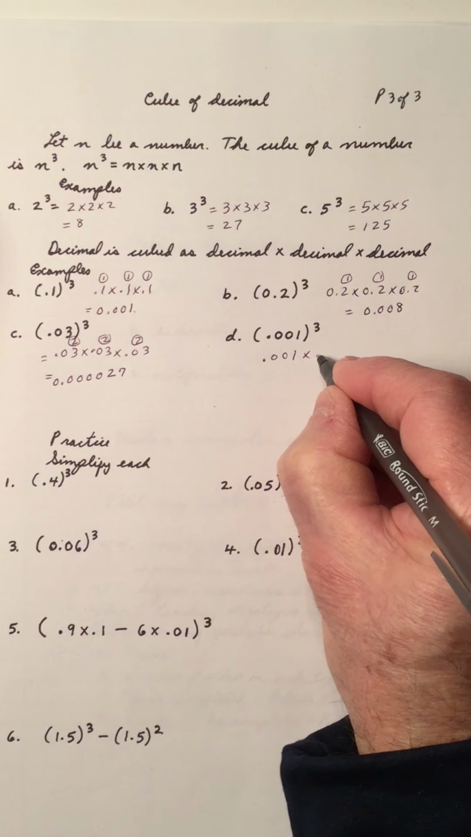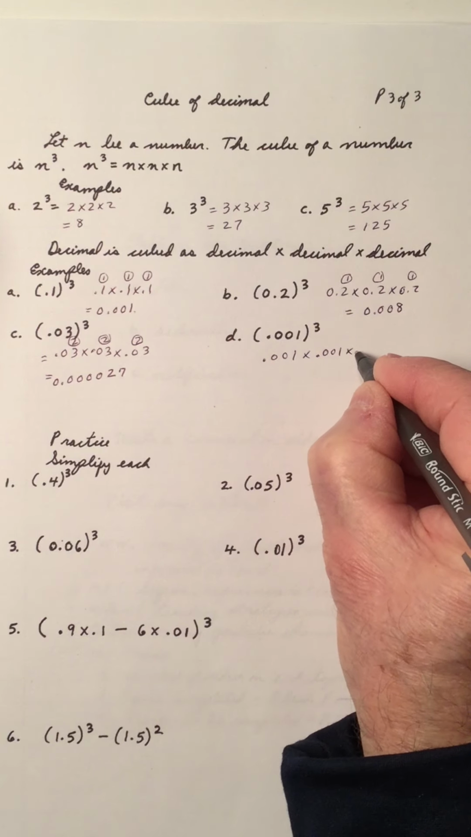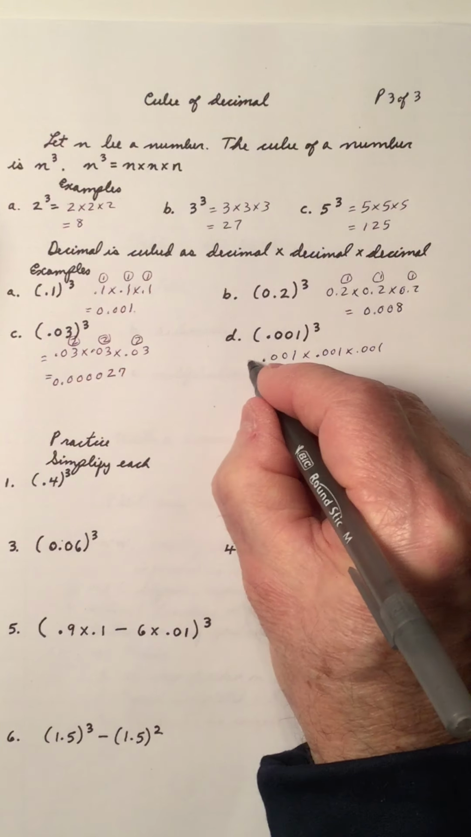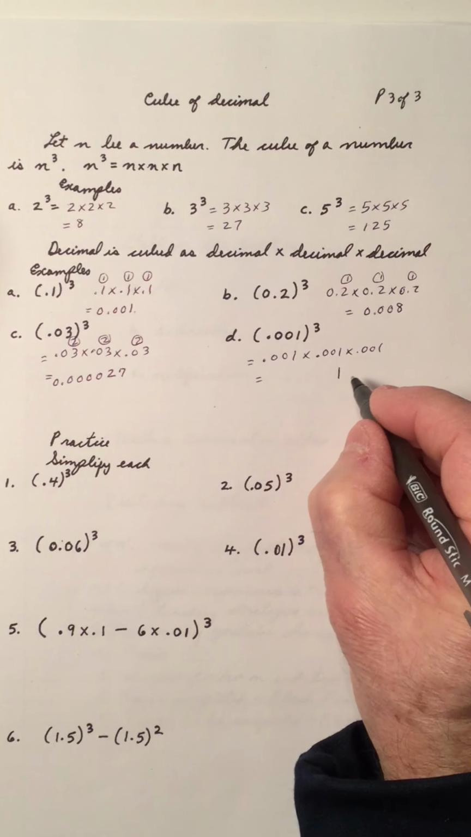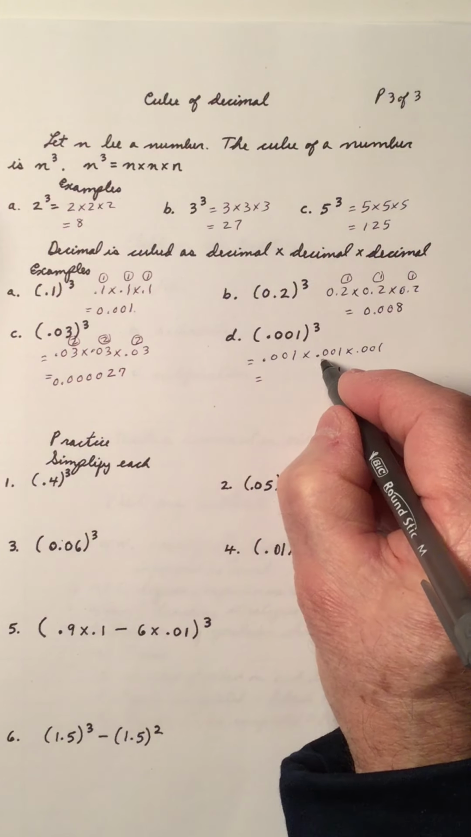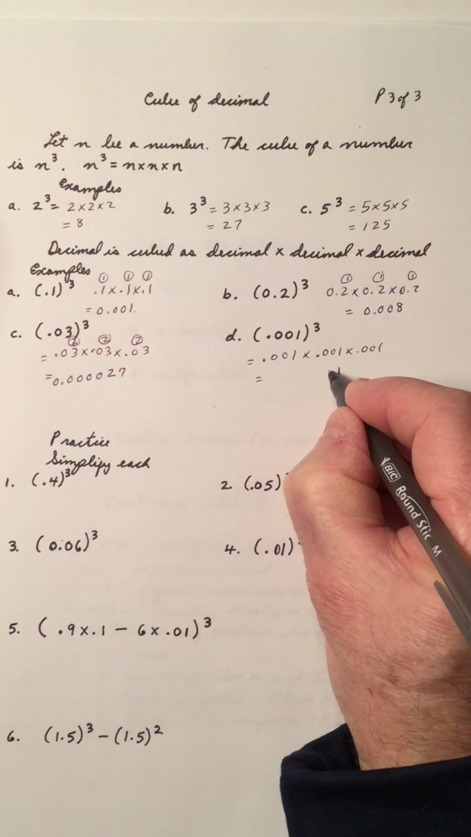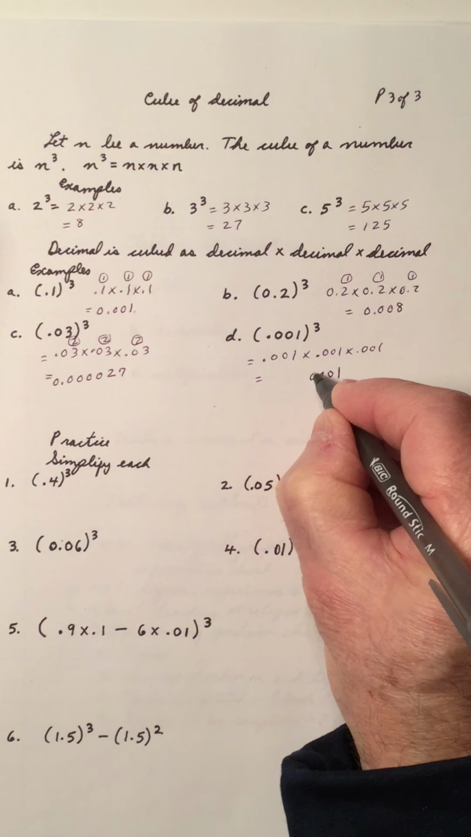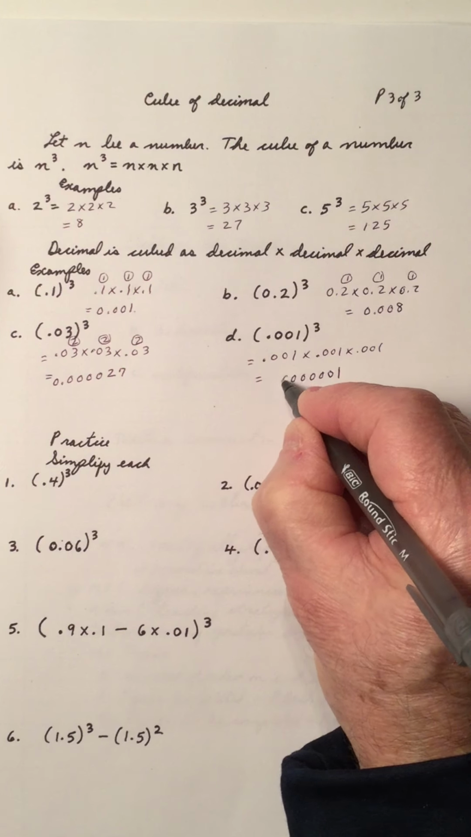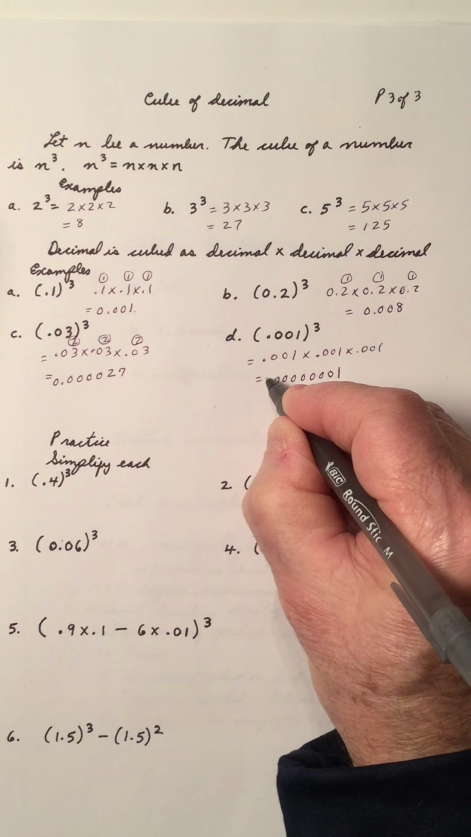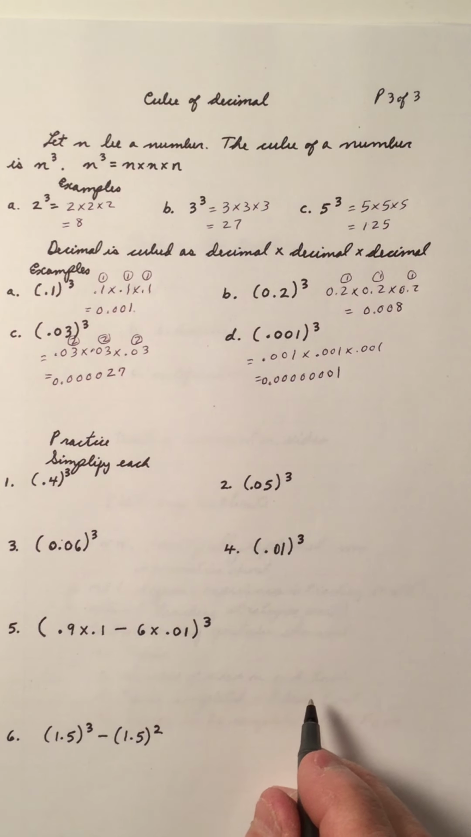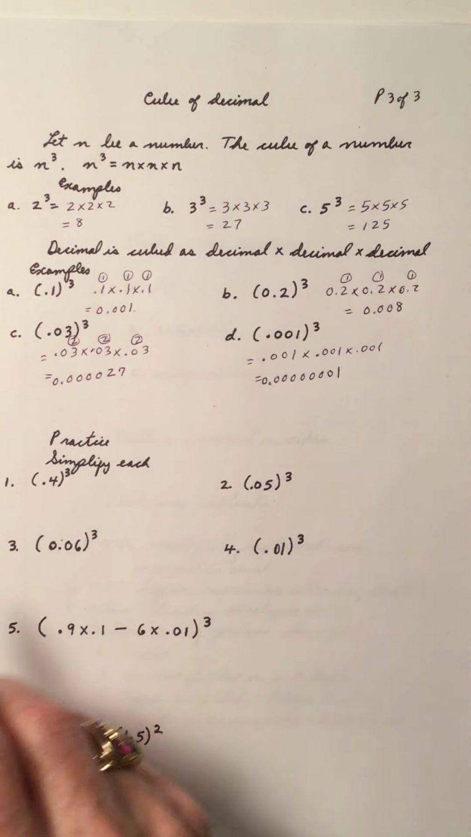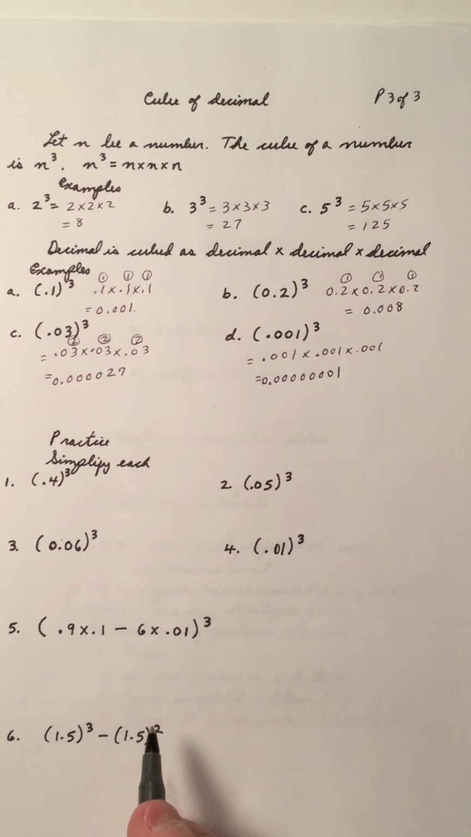Decimal 0.001, decimal 0.001, decimal 0.001. And again, I'm just writing it. I didn't have to. I could have taken 1 and cubed it, got 1. And I get 3, 6, 9 decimal places. So 9 decimal places. So when you're cubing, you triple the number of decimal places in the digit. Work these out. Come back to see if you're right.